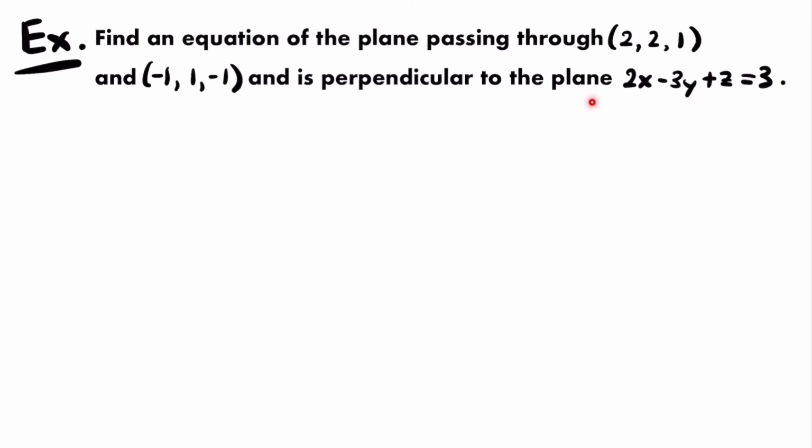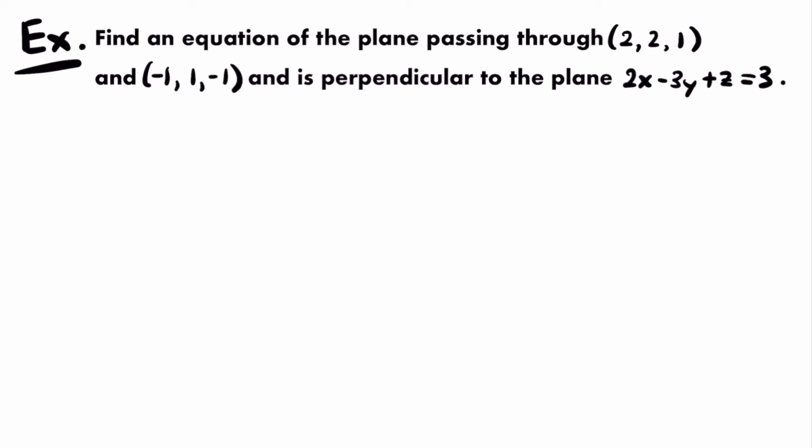This time the plane that we've been given is perpendicular, so you can't just simply take the normal vector from this plane and assume that it will be the same normal vector for this plane. Okay? Only parallel planes share the same normal vector, not perpendicular planes. So this is a little bit of a different example. And so once again, let's draw a picture of what's going on here.